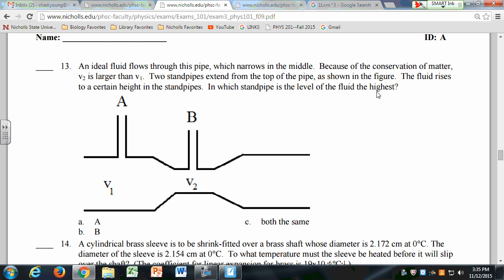Now it says these standpipes measure the pressure. If I have a high pressure, the fluid will be up high. If I have a low pressure, the fluid level will be down low. That's a standpipe, used to measure pressure. So where is the pressure highest? The pressure is highest here, right? Low velocity, high pressure. That doesn't really make any sense, but that's the way it is. If my speed is low, I have high pressure. If my speed is high, I have low pressure.